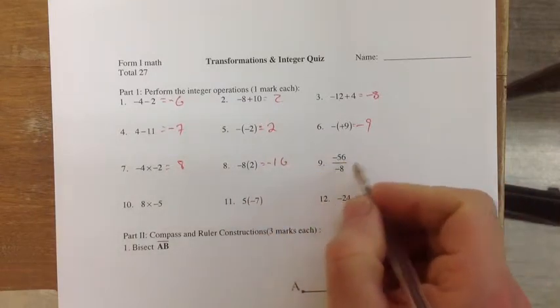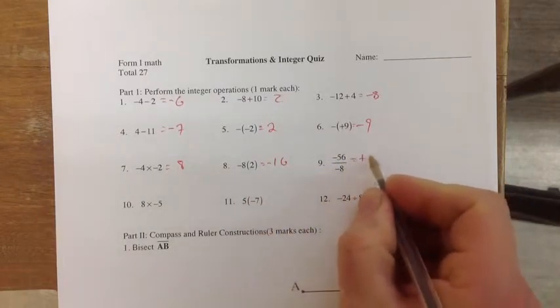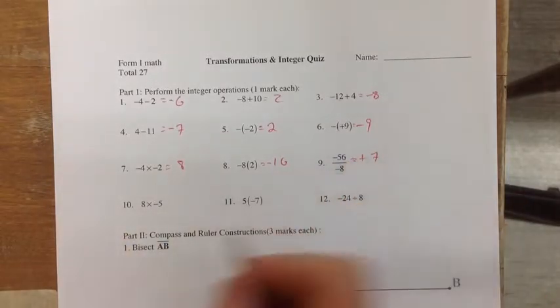A negative divided by a negative. They agree, so it's going to be positive. Same rule, once again, for division: 7. You don't have to write the plus, though.